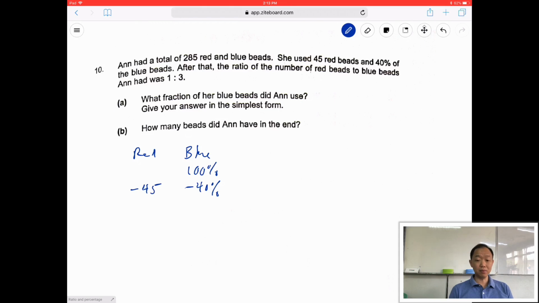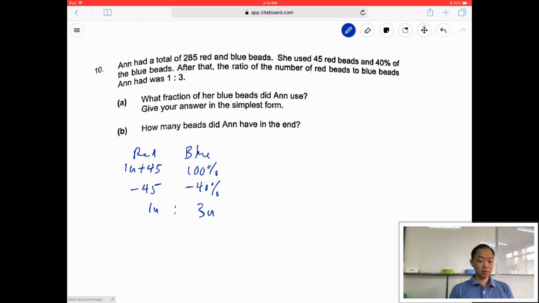After that, the ratio of the number of red to blue was 1:3. Okay, so 1 unit is to 3 units. So there was a total of 285 red and blue beads. She used 45 red and 40% of the blue. So red is question mark, but I know that here is 1 unit plus 45. Okay, so at first you have 1 unit plus 45 and minus 45, you get 1 unit for the red. For the blue, at first 100% minus 40%, you get 3 units.